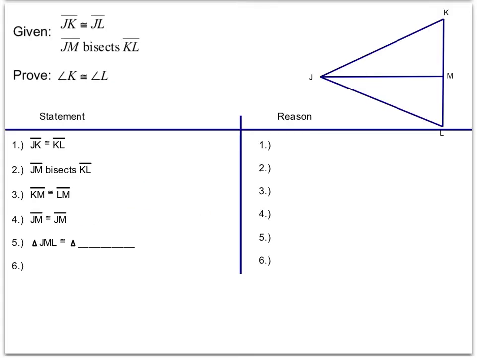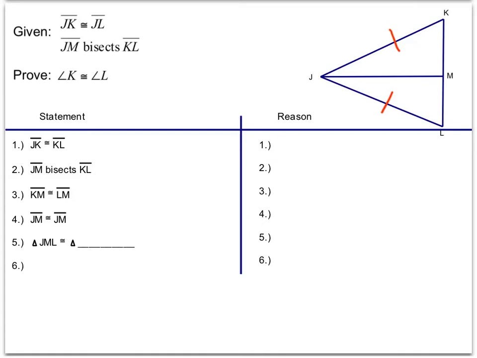Let's put these theorems to use. Here we're given that side JK is congruent to JL. So we'll go ahead and write that up here. JK and JL. And JM bisects KL. From prior knowledge, if we know that it bisects, that means it does split it in half, so we can assume that these are going to be congruent. But again, that's part of the proof, so we need to write that down as reasoning.